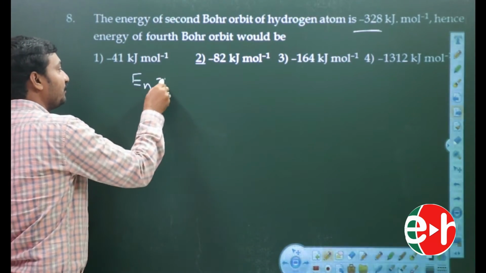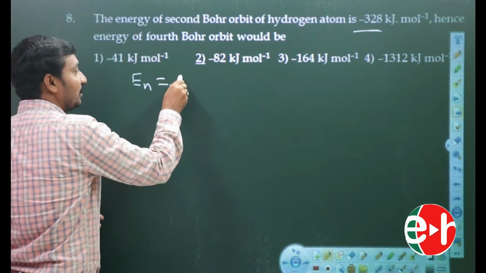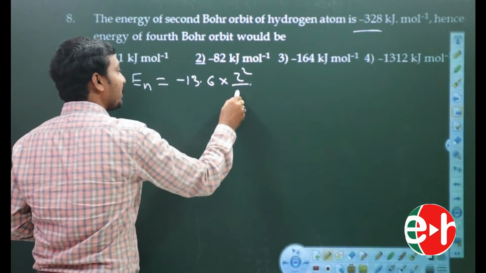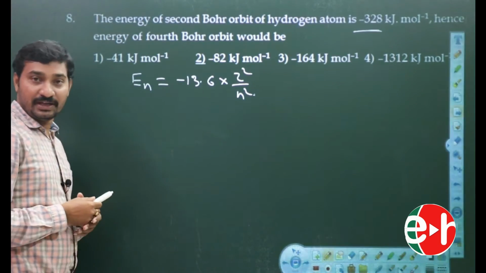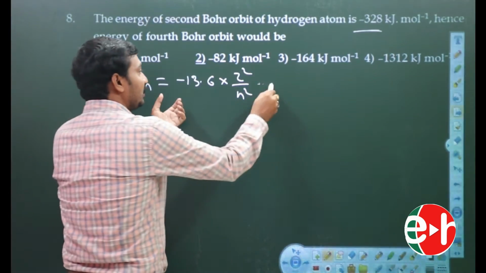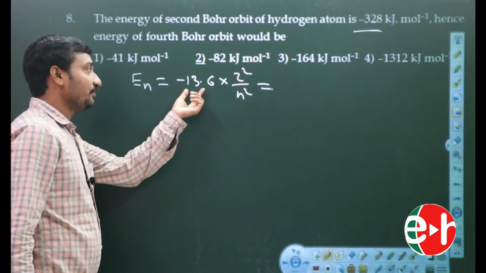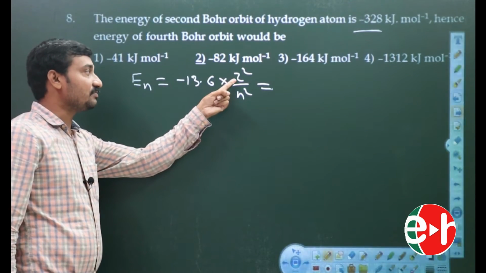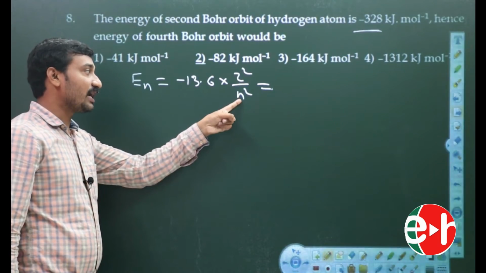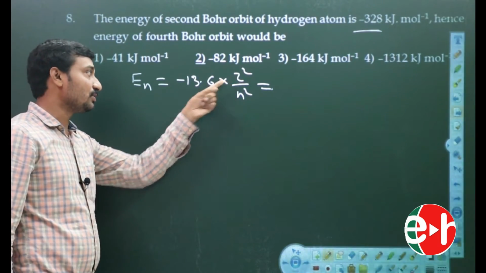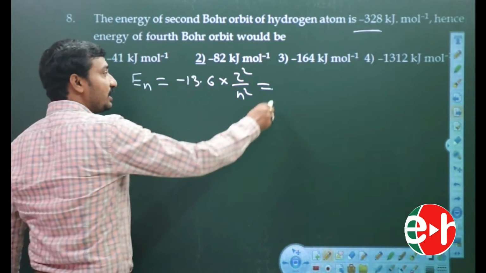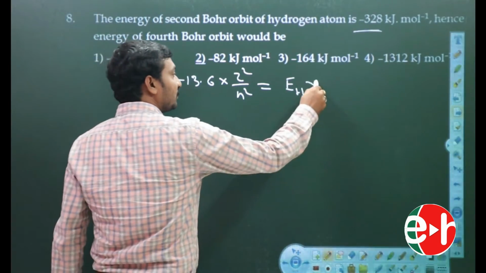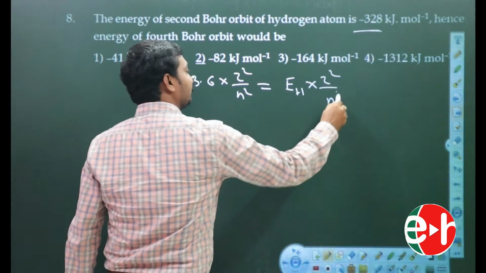En is equal to minus 13.6 into Z square by n square. And we know this value is equal to the energy of the hydrogen atom's first orbit. Why? Because for hydrogen atom the Z value is 1, so 1 square. For the hydrogen atom first orbit, 1 square. So this value is equal to the energy of the hydrogen atom, EH into Z square by n square.